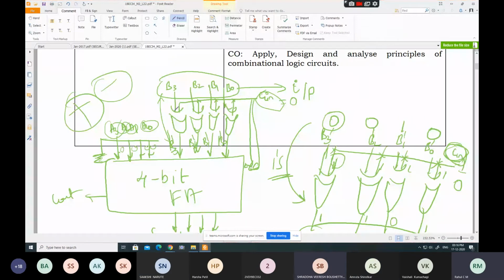Complement. When Cin is 0, they will be identical. When Cin is 1, they will be complement. Understood? Yes, sir. When Cin is 1 it is complement, when Cin is 0 it is identical.